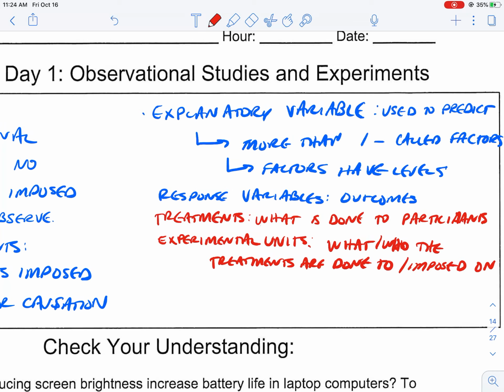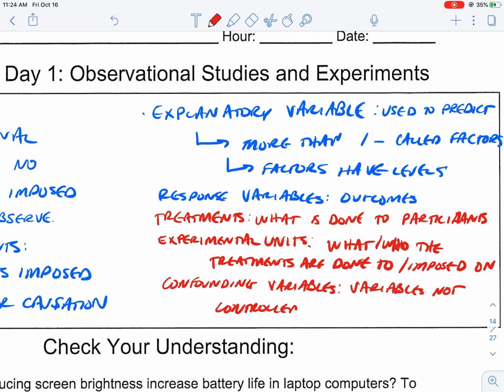And then we come to a very, very important consideration in experiments, which is confounding variables. The confounding variables are what we control for to try to limit things that might keep us from truly understanding what is going on. And so confounding variables are variables not controlled for that affect the results. Okay? Variables not controlled for that affect results.